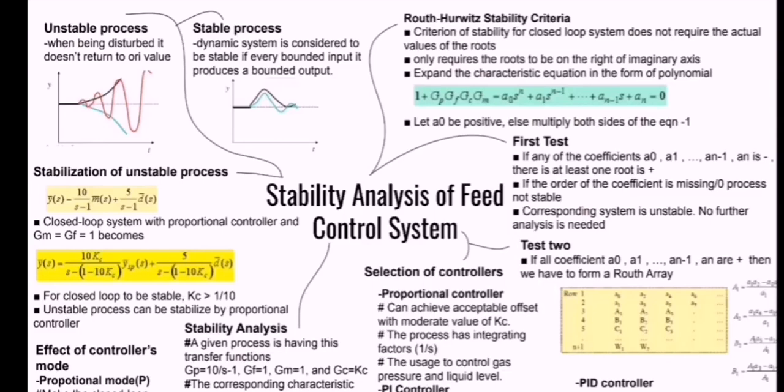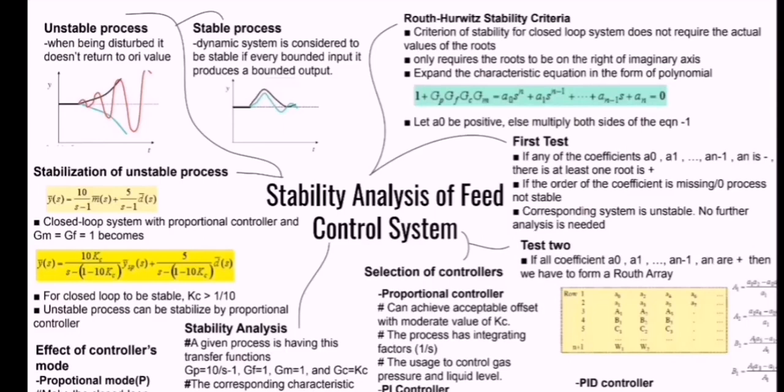So in this video, I'm going to present about the stability analysis of feed control system. In feed control system, you have unstable process and also stable process. So unstable process is the process that, when disturbed, doesn't return to the original value, while the stable process is the dynamic system that is considered to be stable if every bounded input produces a bounded output.